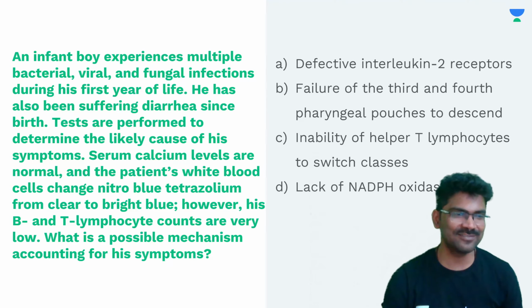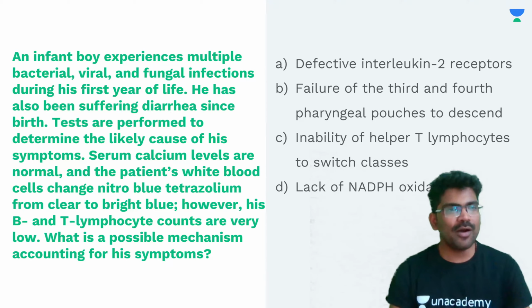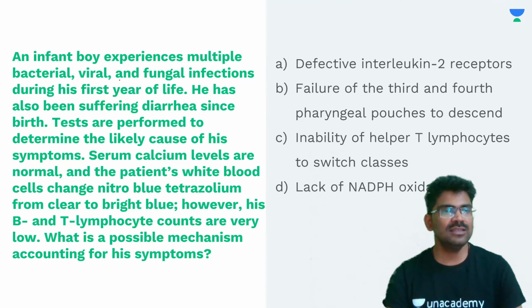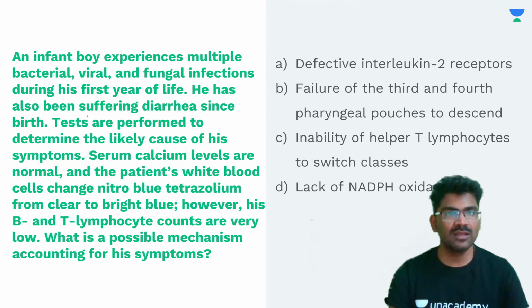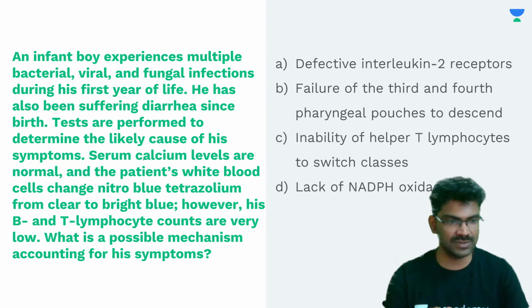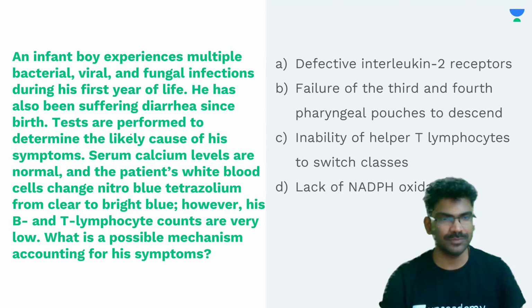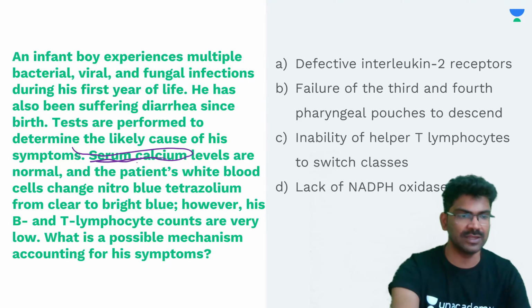Okay, let's analyze the question. Let me try to help you. So, a boy is experiencing these infections in the first year of life itself. He is having diarrhea also. Look at this. He is having some kind of immunodeficiency. That is for sure. Serum calcium levels are normal. Look at the clue. So the USMLE type of questions, right? The beauty is that there will be a lot of clues. There are ample amount of clues.